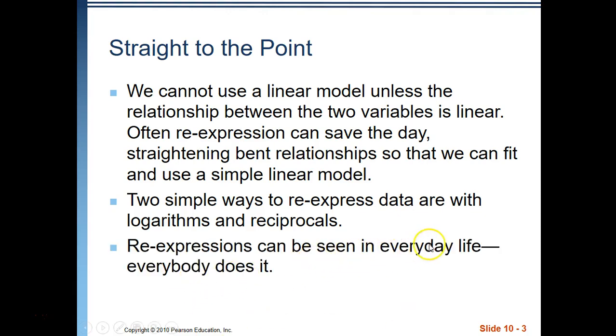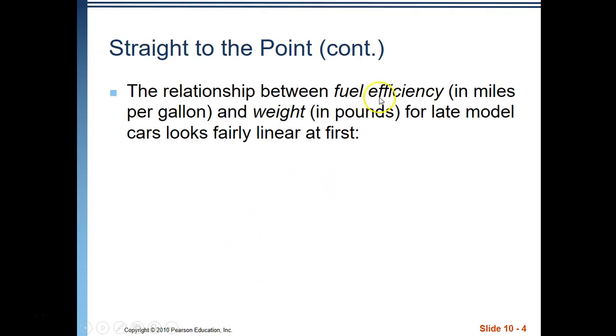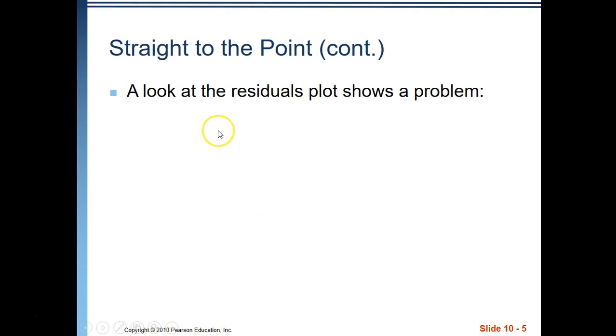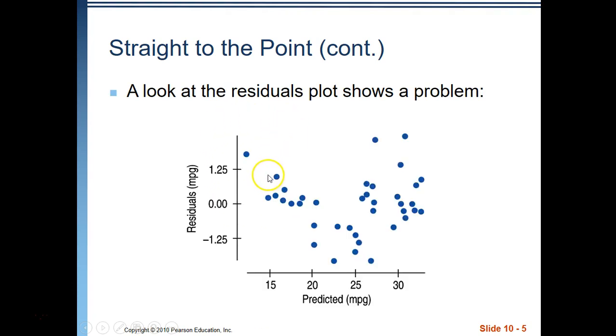Re-expression can be seen in everyday life. Everybody does it. The relationship between fuel efficiency in miles per gallon and weight in pounds for late model cars looks fairly linear at first. It might have a little bit of a bend as the car gets heavier. Fuel efficiency tends to go down. A look at the residual plot shows a problem. Maybe there's kind of a pattern there.